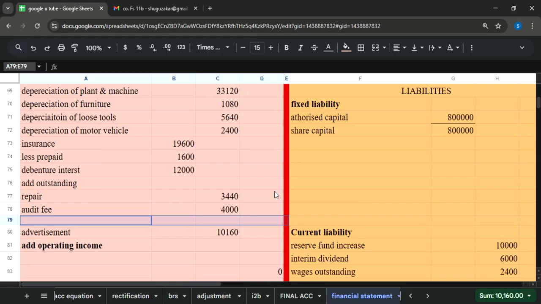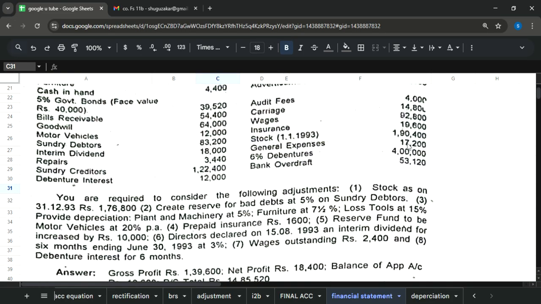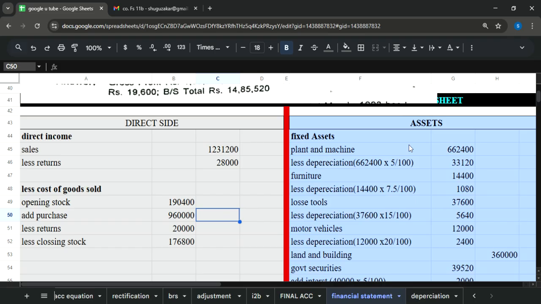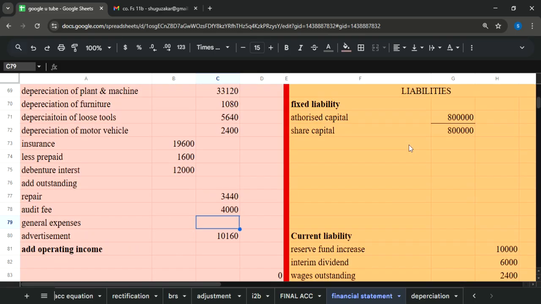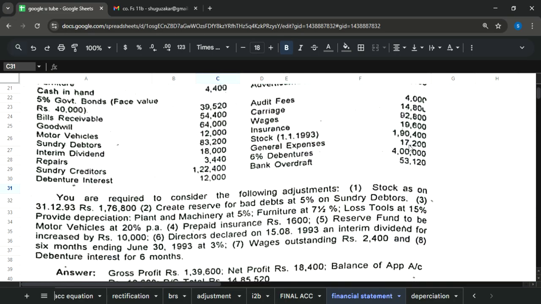And what is required to be recorded? General expenses, part of operating expenses, amount is 17,200. Write the amount in front of general expenses, 17,200. After that, look, we were waiting for this.